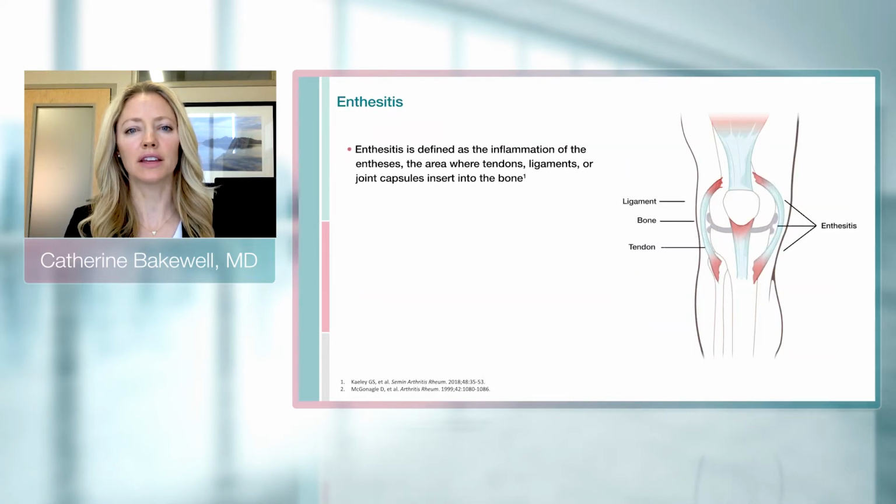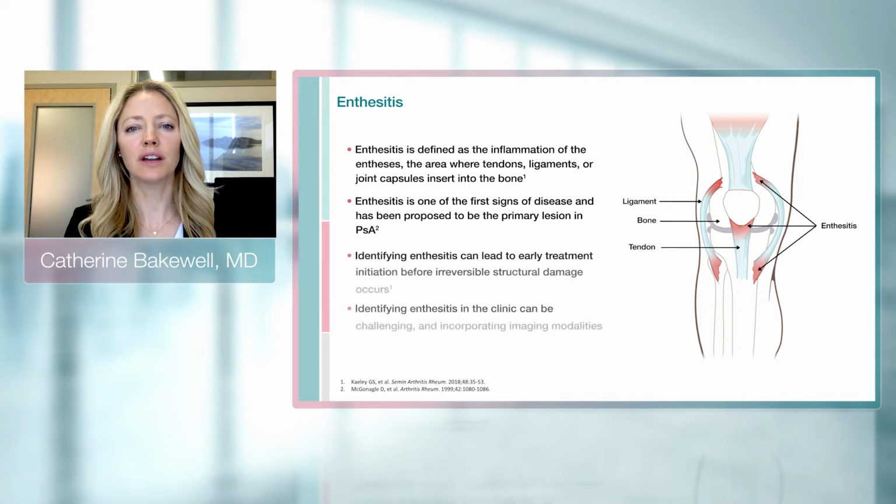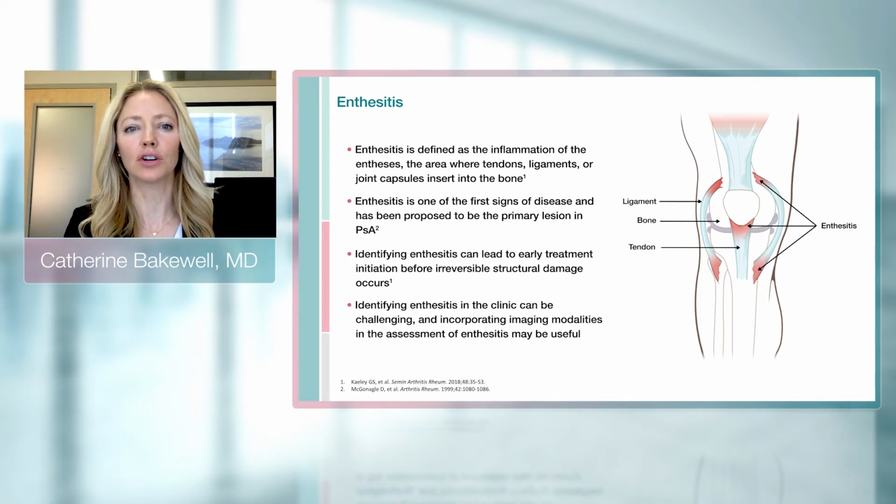Enthesitis is defined as the inflammation of the entheses, the area where tendons, ligaments, or joint capsules insert into bone. It is one of the first signs of PsA and has been proposed to be the primary lesion of the disease. Identifying enthesitis is greatly important as it can lead to early diagnosis and treatment initiation in these patients with PsA before irreversible structural damage occurs. This review describes imaging techniques used to detect enthesitis and discusses ways in which standardized definitions and validated scoring systems allow for a more accurate assessment of treatment.